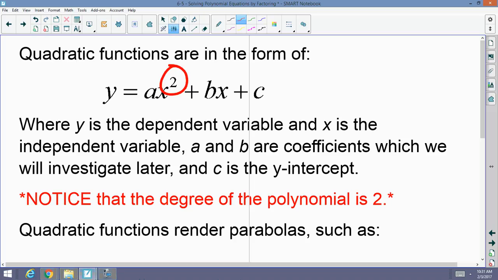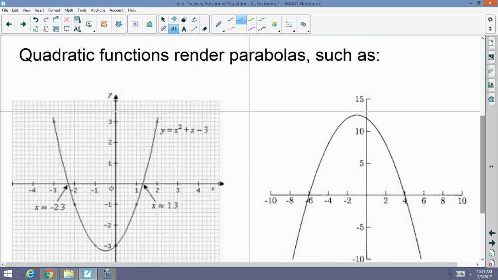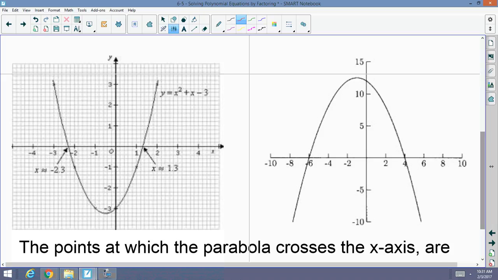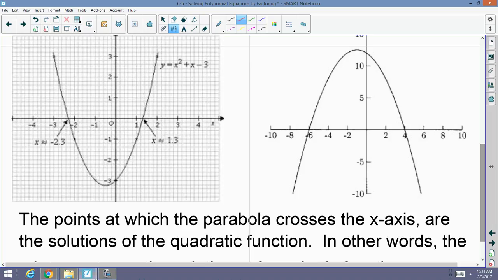And I can have up to 2 solutions here. Now, let's look at what a quadratic function looks like so we can put this lesson all together right now. A quadratic function renders parabolas. Parabolas are U-shaped graphs, such as the two that I have right here in front of you. And the points at which the parabola crosses the x-axis are the solutions of the quadratic function.